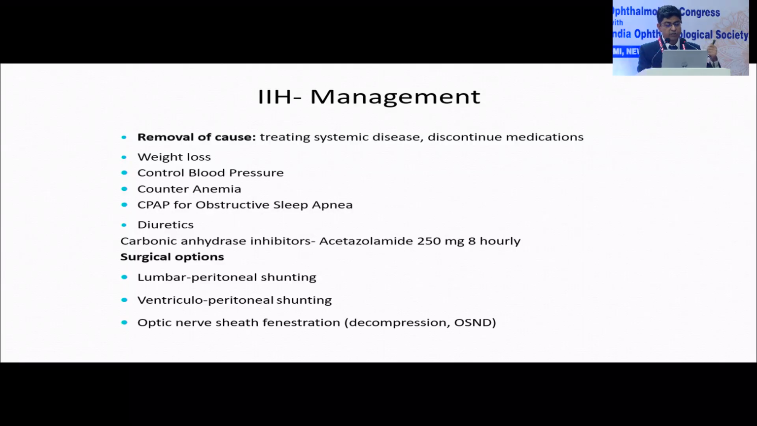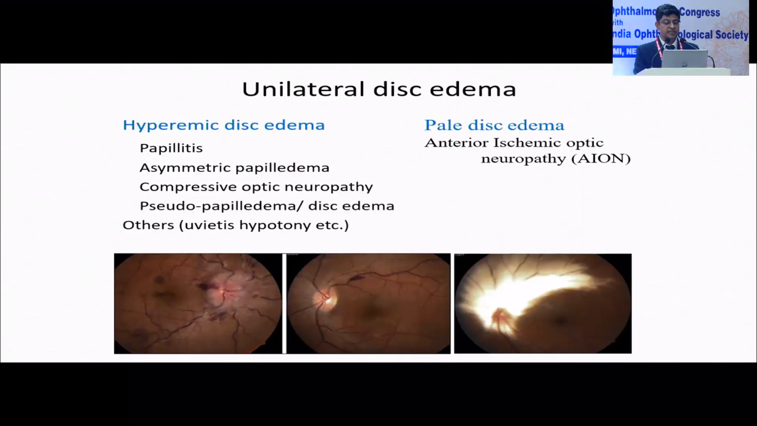Surgical options are there. We do optic nerve sheath fenestration if the vision is significantly affected. When you're looking at unilateral, I won't go through all the diseases separately, but usually an initial hyperemic appearance would be more of papillitis, sometimes even asymmetric papilledema, when one eye gets involved and the other eye is still waiting to show its effect.